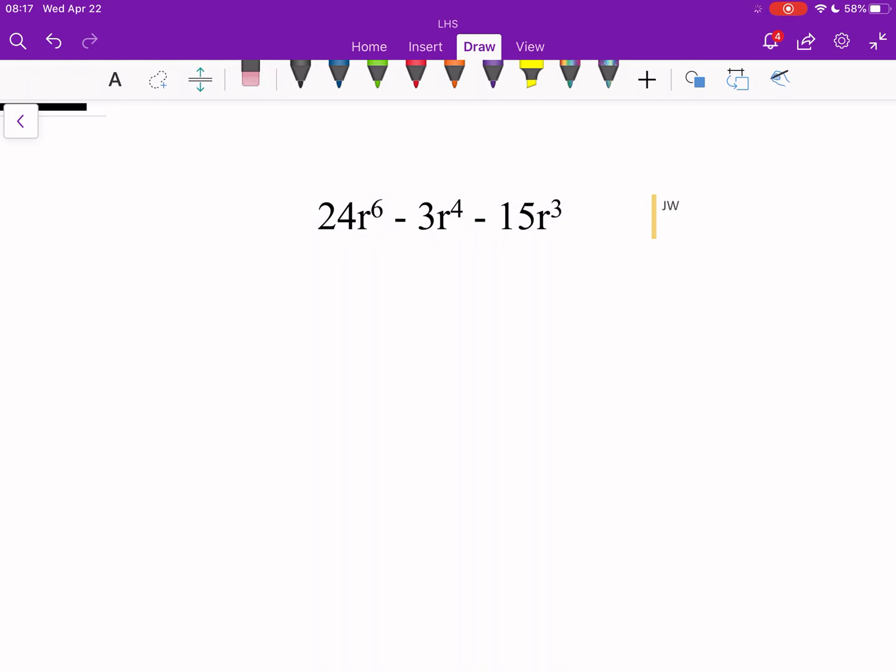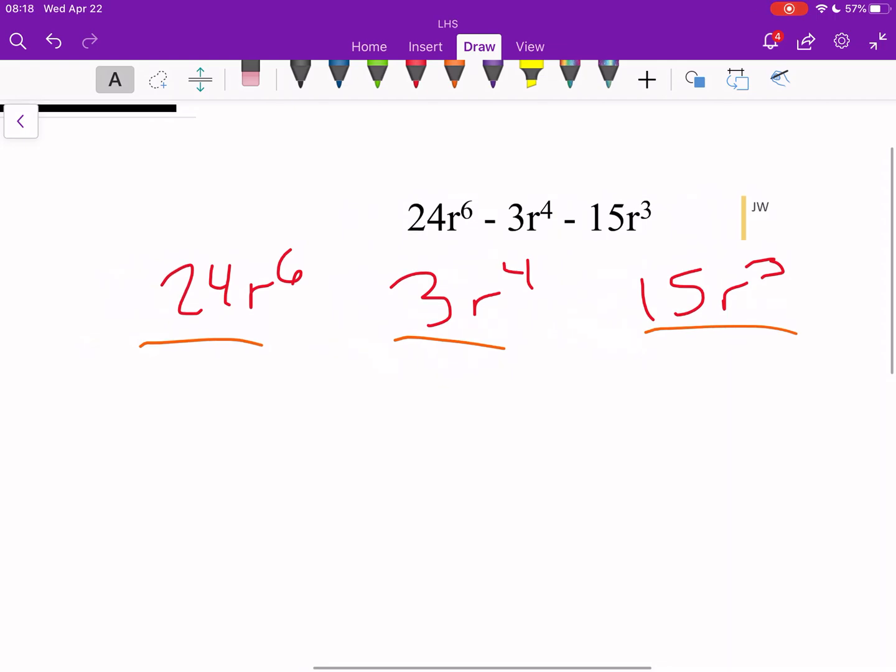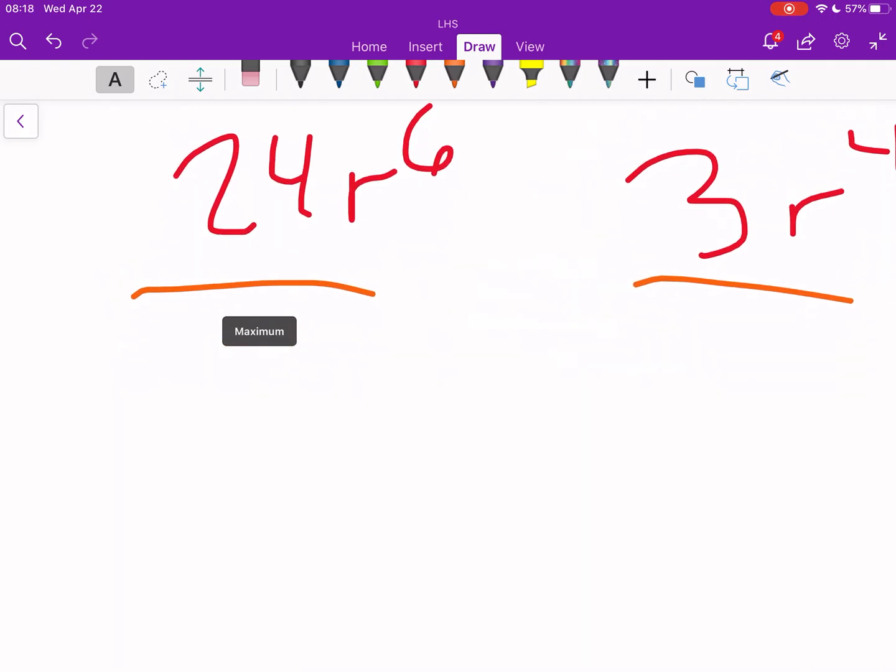So I'm actually going to go ahead and just rewrite them right here, providing lots of space. So 24r to the power of 6, 3r to the power of 4, and 15r to the power of 3. And note that I just kind of ignored our subtraction signs for right now when we're finding the greatest common factor here. So the first thing to do is let's list the factors, the F part of GCF. So in order to list the factors, I need to figure out what things I can multiply together to get each of these numbers. So let's start over here with 24.